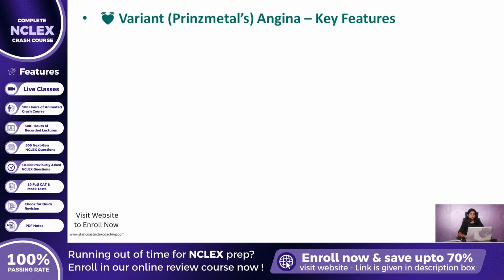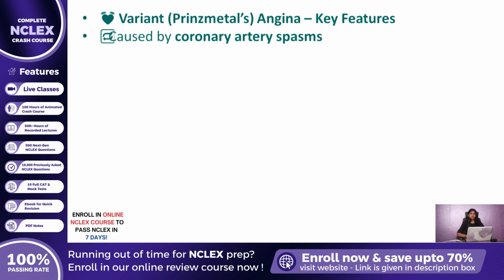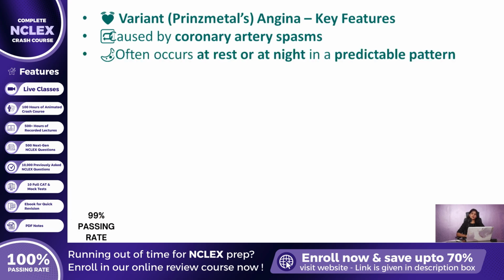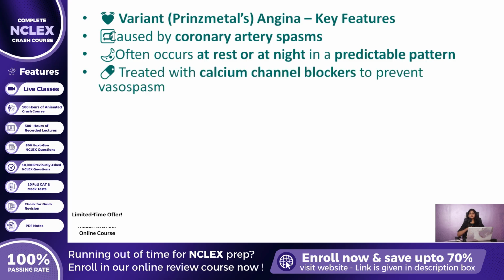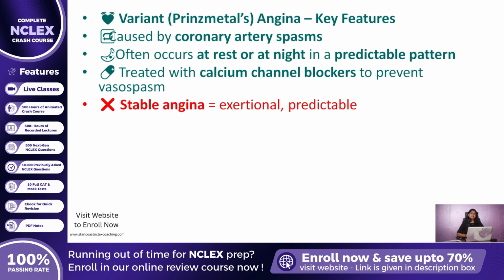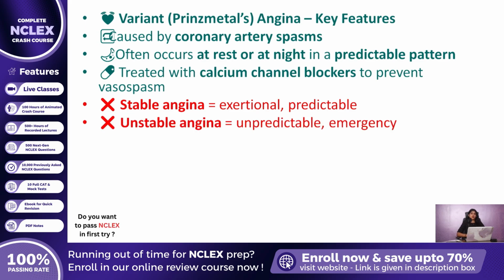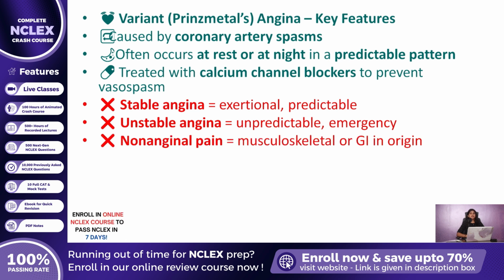Here is the rationale. Variant angina, also known as Prinzmetal's angina, results from coronary artery spasms and often occurs in predictable patterns, especially at rest or during the night. It is treated with calcium channel blockers to prevent vasospasm. Stable angina is exertional and predictable, while unstable angina is unpredictable and emergent. Non-anginal pain stems from musculoskeletal or gastrointestinal issues and does not fit the clinical picture described.